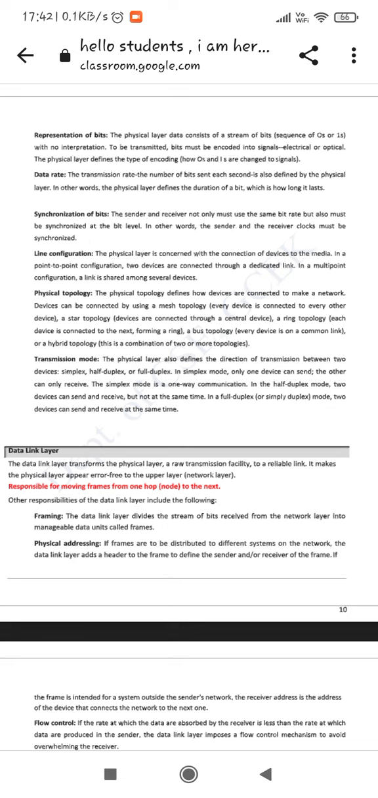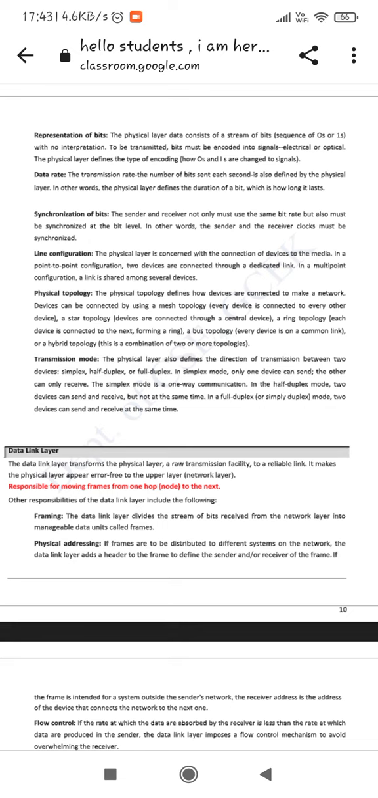Next is synchronization of bits. The sender and the receiver not only must use the same bit rate but also must be synchronized at the bit level. In other words, the sender and the receiver clocks must be synchronized. Line configuration: the physical layer is concerned with the connection of devices to the media. In a point-to-point configuration, the devices are connected through a dedicated link.